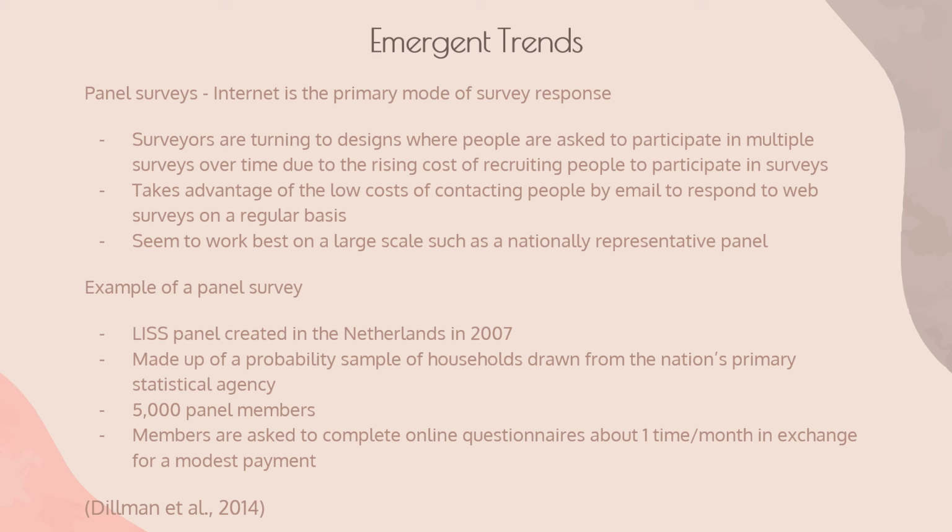So an example of a panel survey that one of the textbooks included was the LIST panel, created in the Netherlands in 2007. It is made up of a probability sample of households drawn from the nation's primary statistical agency and includes about 5,000 panel members. And then how this works is, like I said, the 5,000 people involved are asked to complete online surveys about one time a month. And in this specific panel survey group, they are given a modest payment in exchange for completing the surveys each month.